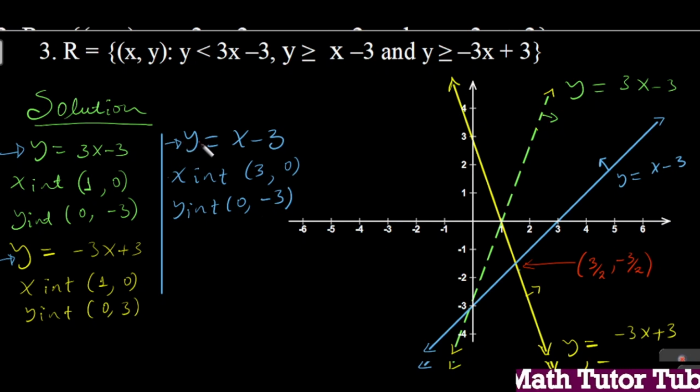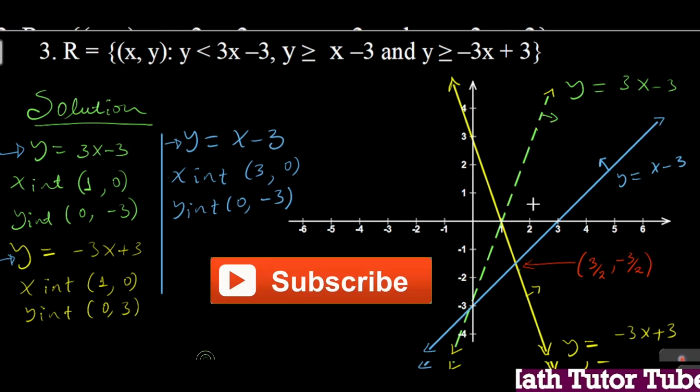The next one is y equals x minus 3. The x-intercept is (3, 0) and the y-intercept is (0, -3). 3 is here on the x-axis, and -3 is here on the y-axis. So when we connect these 2 points, we get this straight line. Since the inequality for this one is greater than or equal to, again, we shade above the line. Whereas for the first one, since the inequality is less than, we shade below the line.